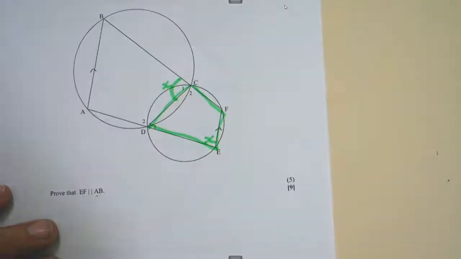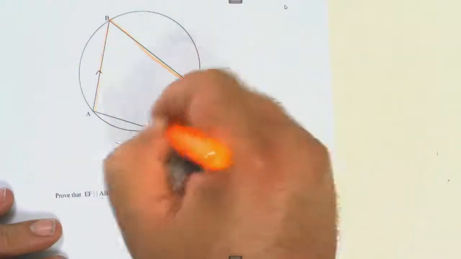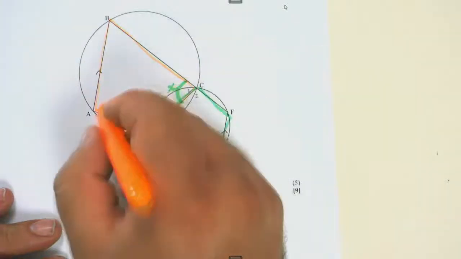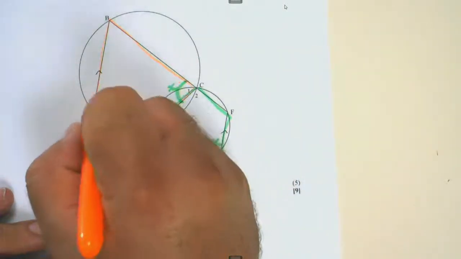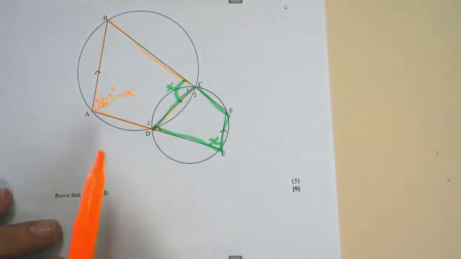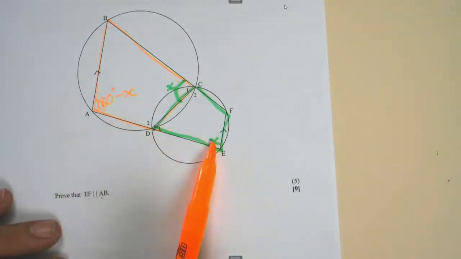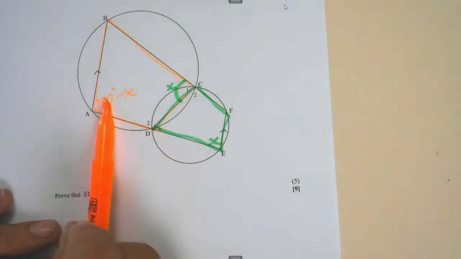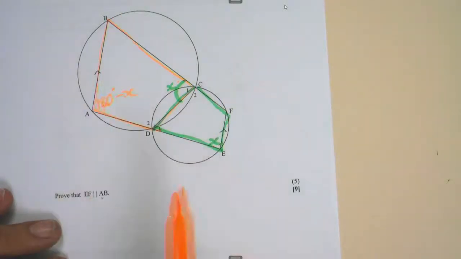But we also know that this here is a cyclic quad, and opposite angles are supplementary. So this here is 180 degrees minus X. Now, if this is 180 degrees minus X and this is X, then co-interior angles exist, because that plus that adds up to 180. Therefore, the two lines will be parallel.